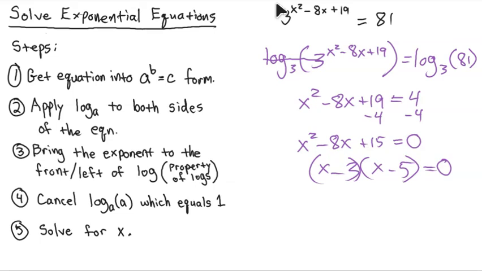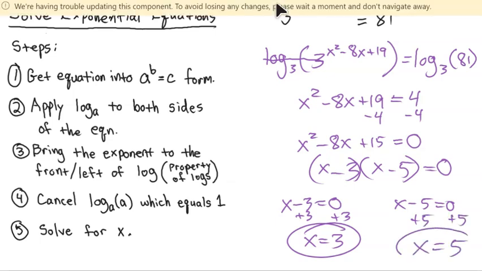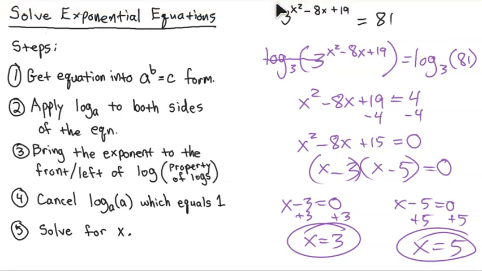And now we know what to do with this. We just take each one of these factors and set each one equal to 0. So separately, we'll do x minus 3 equals 0 and x minus 5 equals 0. Over here, we'll add 3 to both sides, and we get x is equal to 3. That's a solution. Add 5, we get x is equal to 5, and that is a solution, and we're done with that one. Okay, let's try another one.